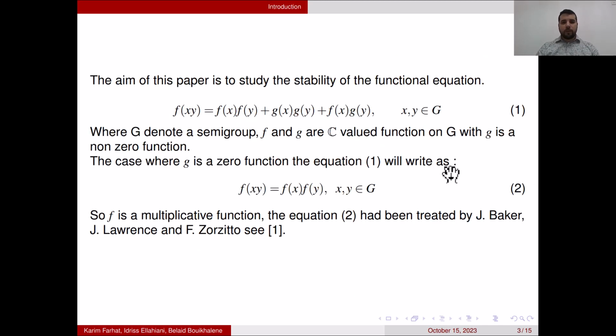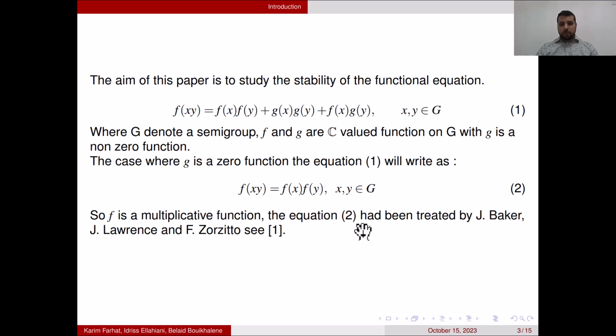The aim of this paper is to study the stability of the functional equation (1), where G denotes a semigroup, f and g are C-valued functions on G, and g is a non-zero function. We note that C is the set of complex numbers. In the case where g is a zero function, equation (1) is written as f(xy) = f(x)f(y), x and y in G. So in this case f is a multiplicative function.